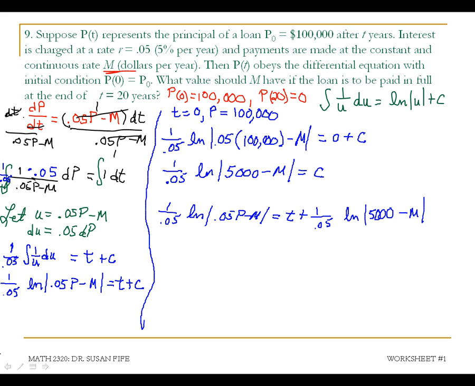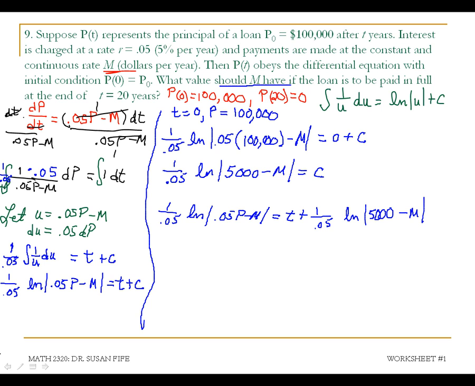We actually don't have to solve for P to find the equation because it's not asking us to. What we want is the value for m. But if we have one natural log to work with rather than two, it might make the work just a little bit easier. So let me bring this right term over, the 1 over 0.05 natural log of 5,000 minus m, over to the left side of the equation. And I'll do that after getting rid of this coefficient.